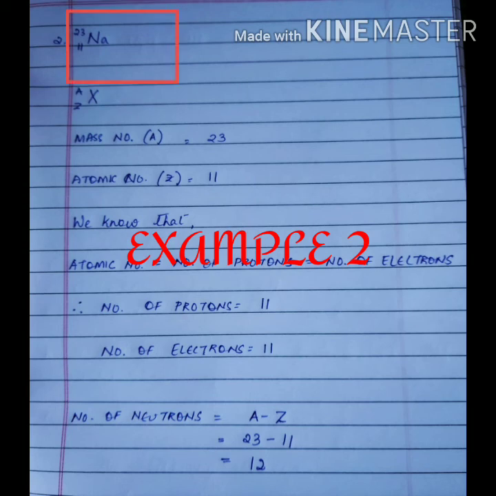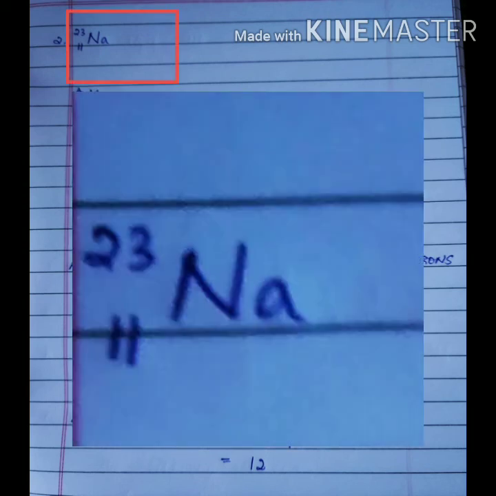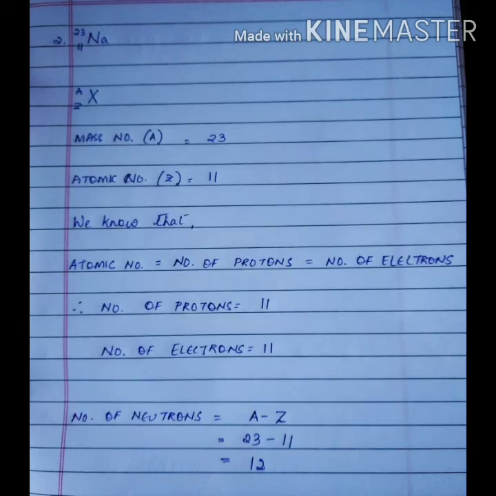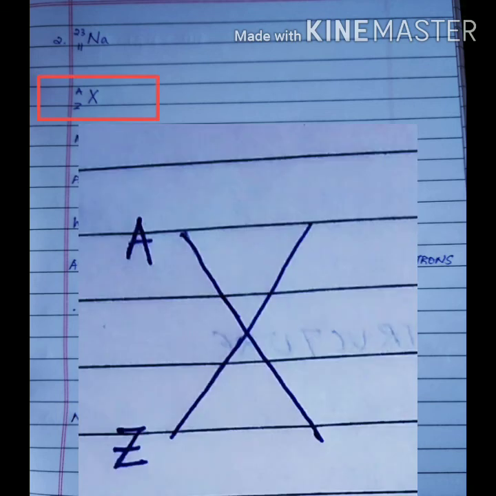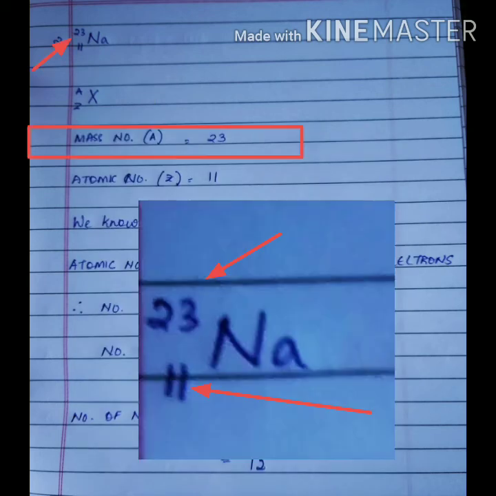It is Na, 23 and 11. Na is sodium, we all know that. Now, like the previous example, we will write the formula X, A, Z. A stands for mass number and Z stands for atomic number. So mass number here is 23 and atomic number is 11.